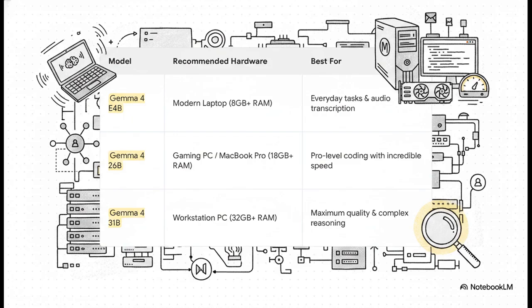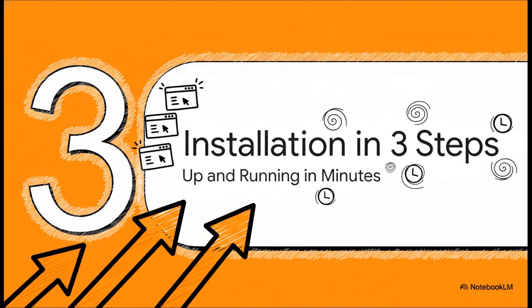Now, Gemma 4 comes in a few different sizes, so you can pick the one that's a perfect match for your computer. The E4B model is a great place to start. It runs really well on most modern laptops that have at least 8 gigs of RAM. If you've got a beefier setup like a gaming PC or newer MacBook Pro, the 26B model is incredibly fast for things like coding. And, well, if you've got a serious workstation, the 31B model gives you the absolute maximum quality and reasoning power.